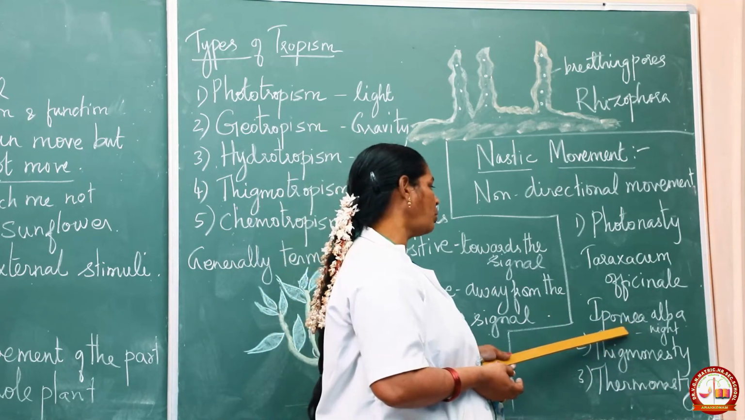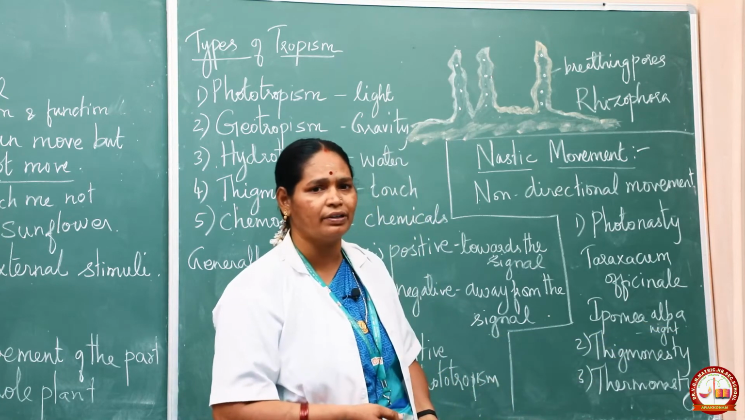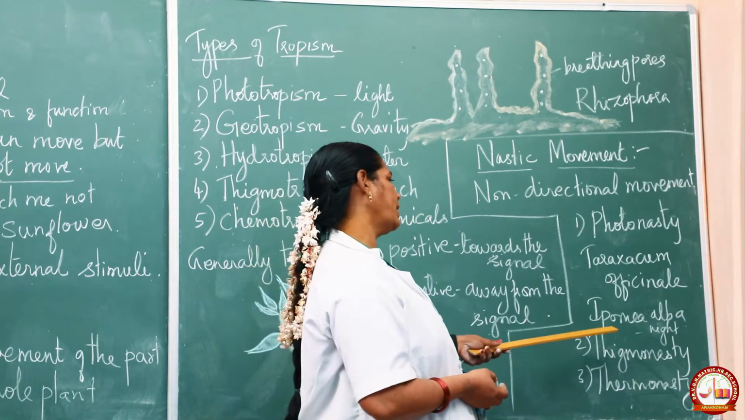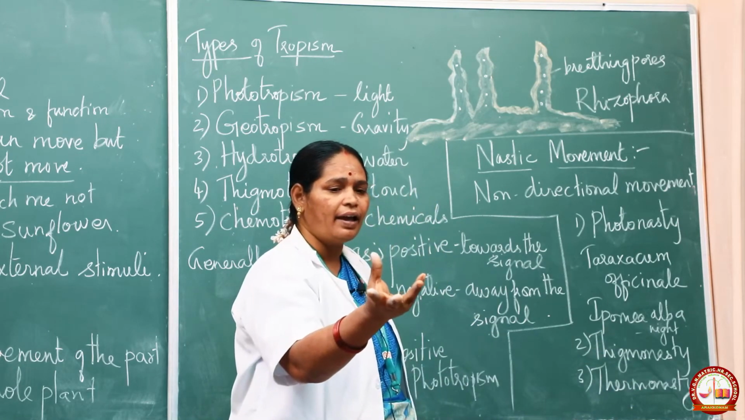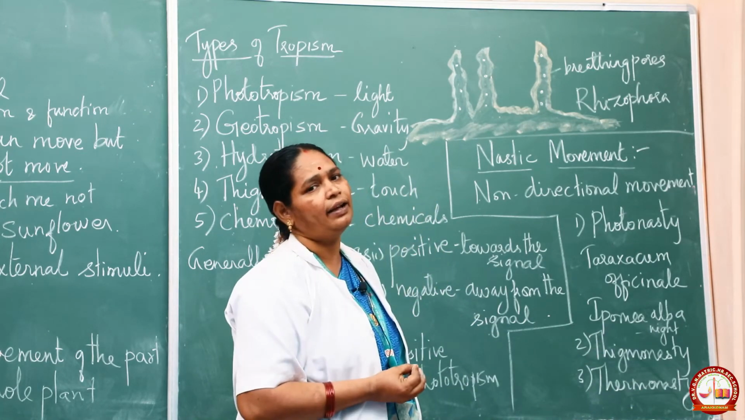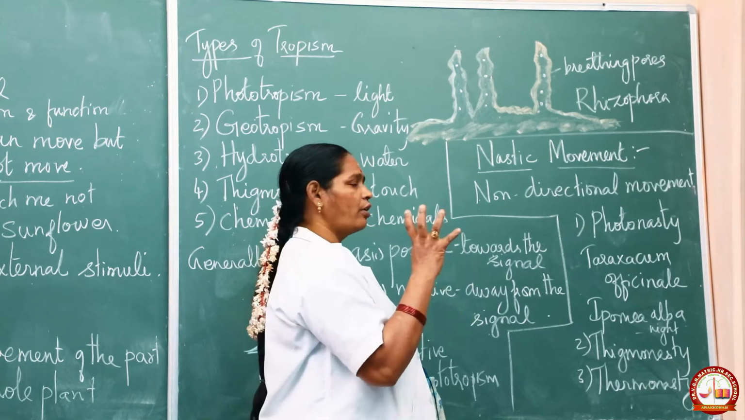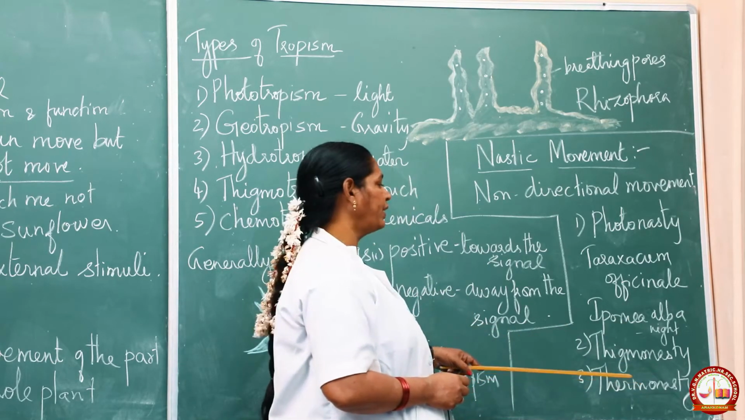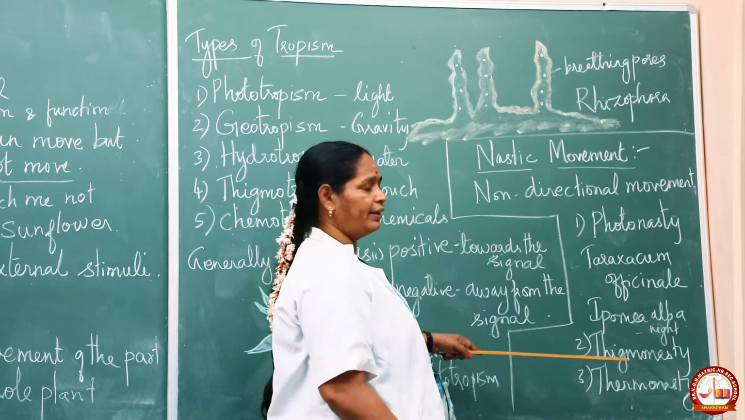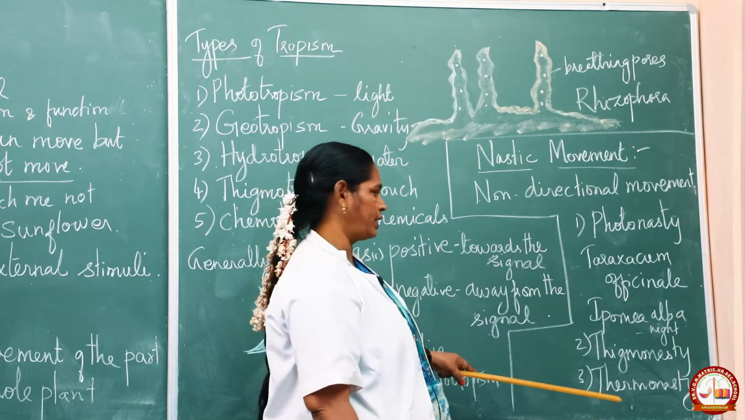And another one, Ipomoea alba, it is also called moonflower. Children, it blooms in the night and closes in the day. That is, they don't want to live in the more of light. That's why it closes. Okay, jasmine also blooms in the evening only. This is all because of the photonasty they possess.